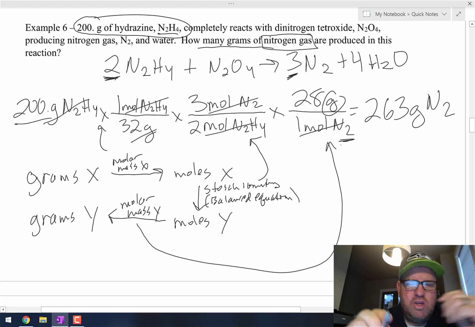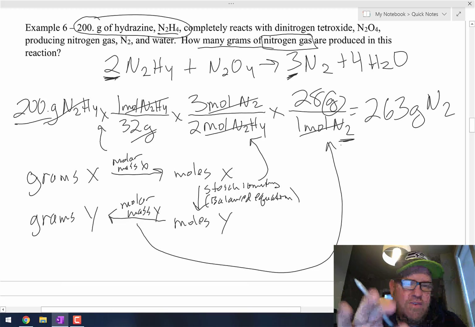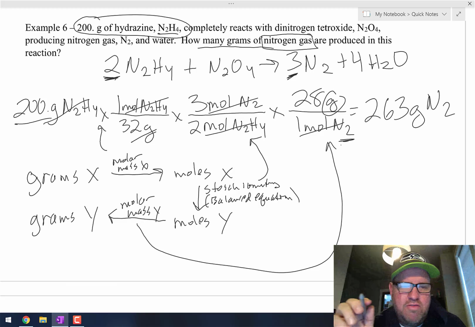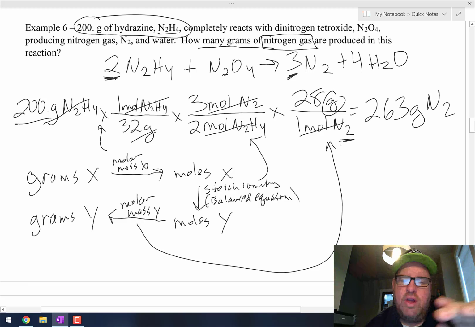Okay? So that's kind of almost like a map you can follow. Start with the grams of one thing, go to the moles, use the moles and the balanced equation to go to the moles of something else, and then go from the moles of that something else back to the grams of that new substance.